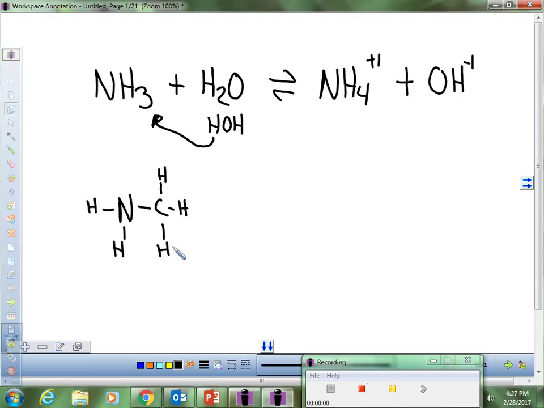And when we get into organic at the end of the year, we'll talk a little bit more. This right here is our amine group. It's basically an NH2 group stuck on a carbon. And since this is 1 carbon, the prefix for 1 carbon is meth. And so this is actually called methylamine.